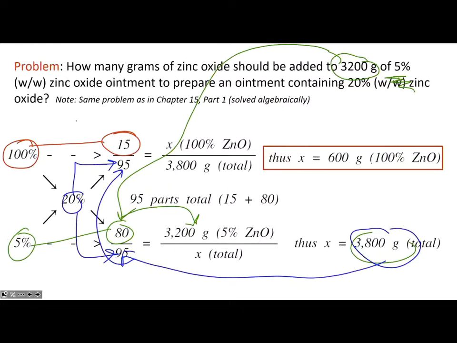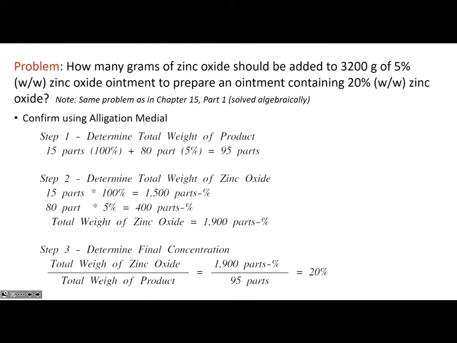All right? Could you have intuited that? What is 3,800 total minus 3,200 for the 5%? 600 grams. Yes, it does work, but okay. Now, bear with me here. Let's do this with the alligation medial method, because you do need to be able to understand the alligation medial method. Using what we just solved, though, step one was the total weight.